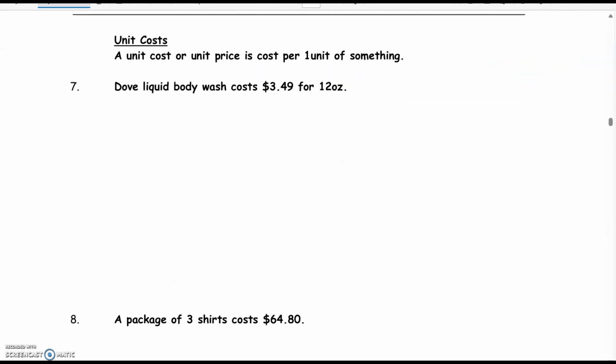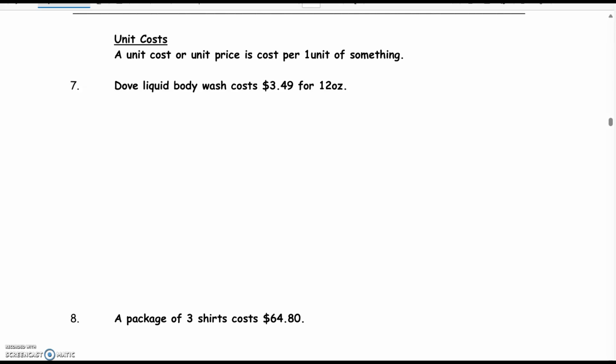A unit cost is just like a unit rate, except it is more specific because we are talking about money. How much does it cost? So that's the unit cost.